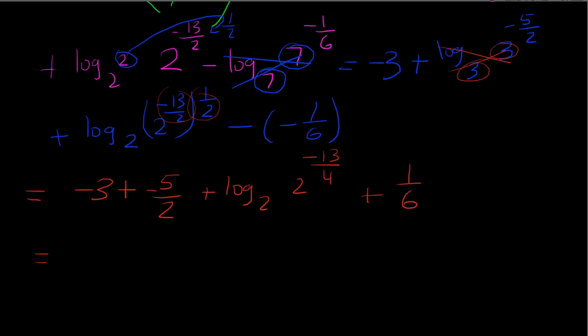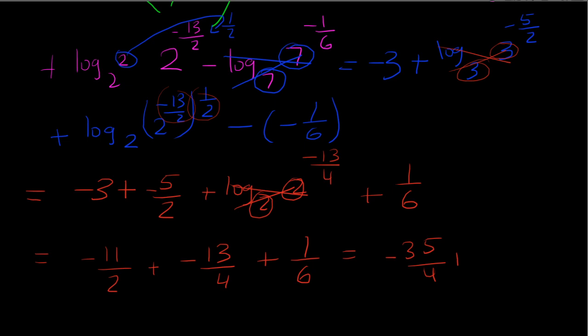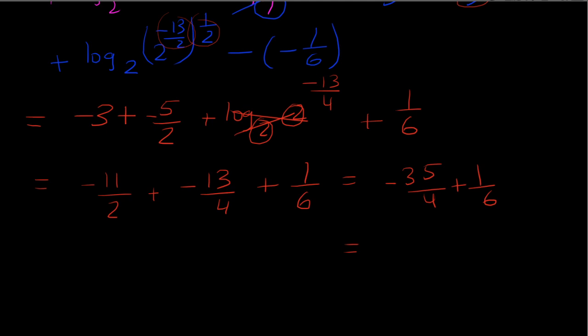See, negative 3 plus negative 5 over 2 will be negative 11 over 2. And then plus, because we have 2's here, the log cancels, and I have negative 13 over 4 plus 1/6. I'm going to add negative 11 over 2 with negative 13 over 4. I get negative 35 over 4 plus 1/6. Okay, so this one we'll just simplify to negative 103 over 12. And that's the final answer.